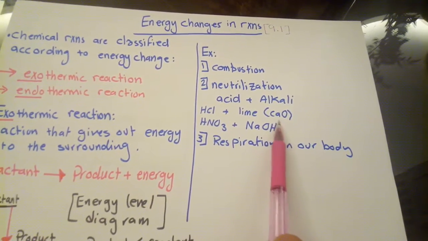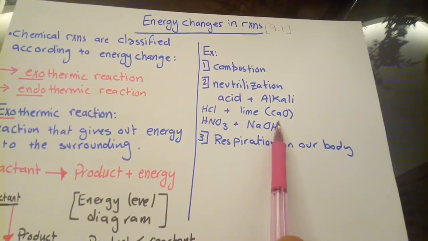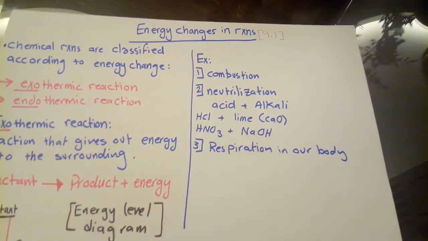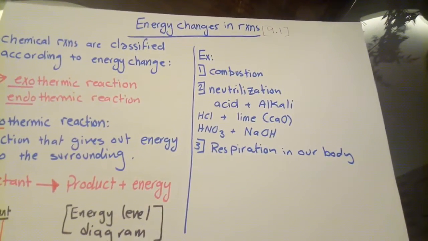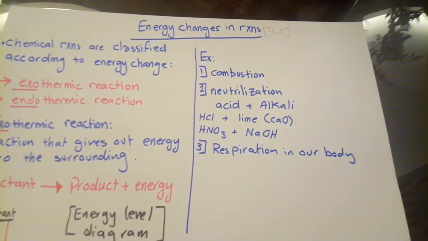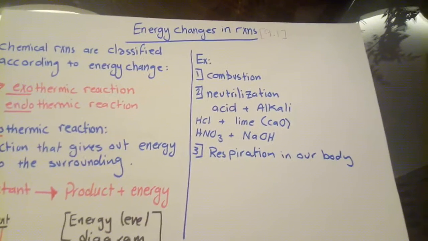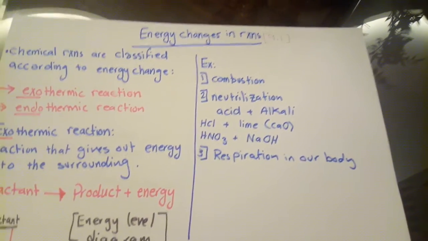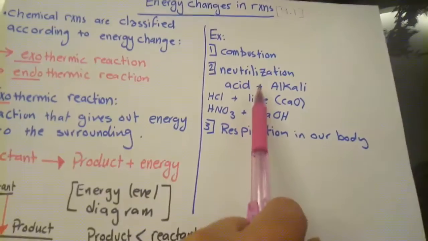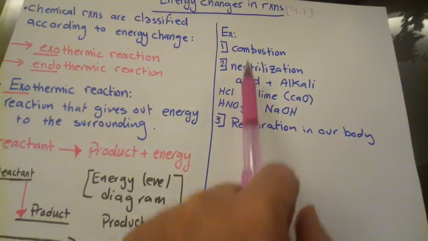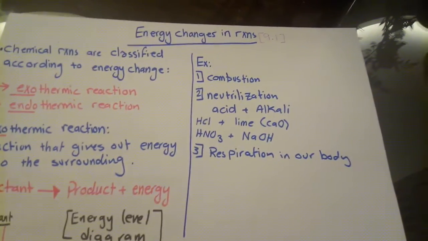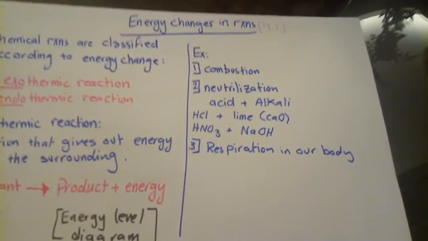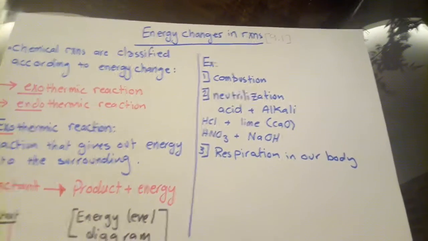You have to memorize the chemical formula for lime. When I say lime, it's always calcium oxide. This calcium oxide is considered an alkali, or a basic oxide. So it's an alkali with an acid. It's a type of neutralization, and a neutralization reaction is an exothermic reaction. It means it will release energy, or give out energy to the surrounding.